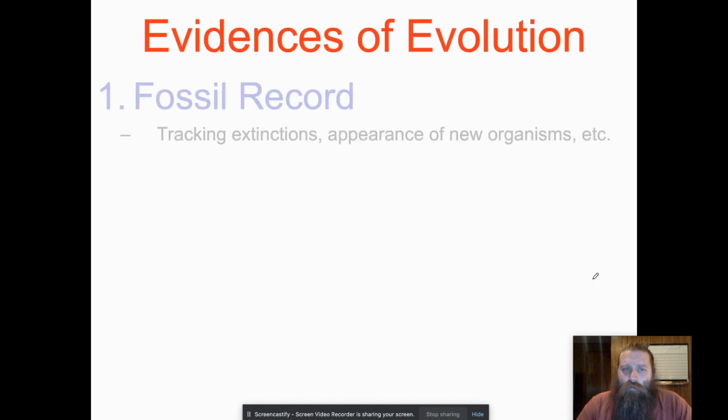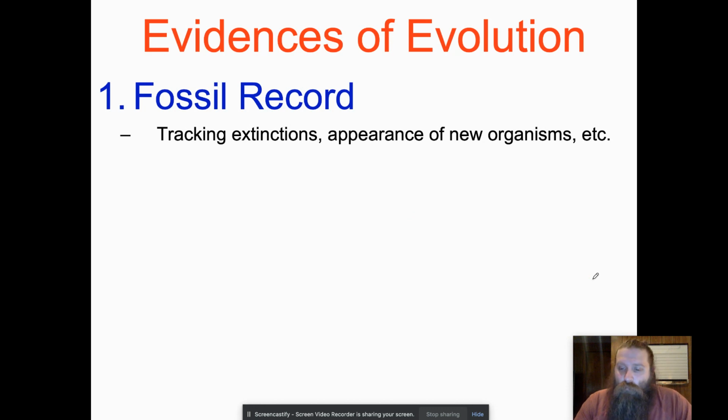So what are the main evidences? Well, the first one is the fossil record. All right. So when we look at extinctions, we look at the appearance of new organisms, we look at how organisms in a family have changed over time. The fossil record gives us a snapshot of different branches of the tree of life.